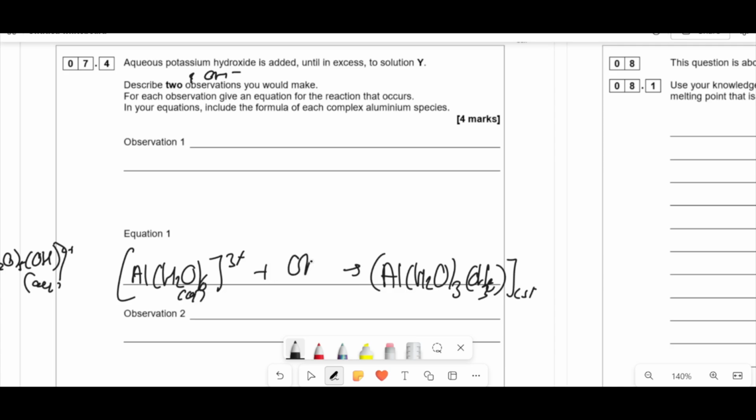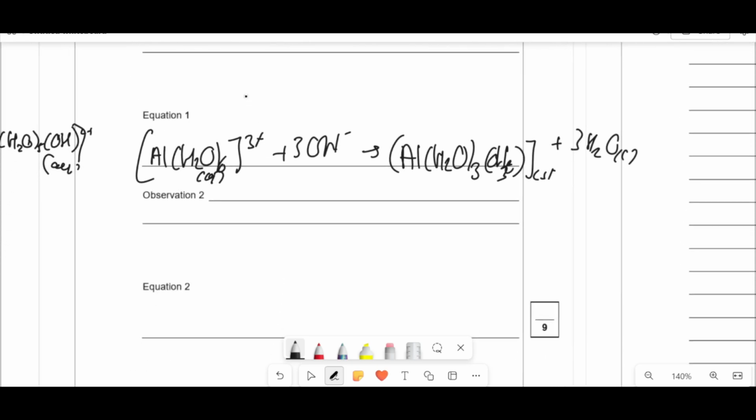And we're adding OH minuses. This has lost 3 protons, so this will have gained 3 protons. So we get 3 H2O on this side as well, liquid. So the first thing is that you're going to make a white precipitate. But then as you're adding more and more OH minuses, there's going to be more and more protons lost. So eventually what happens is that you lose all of your H2Os because they've all lost their protons.